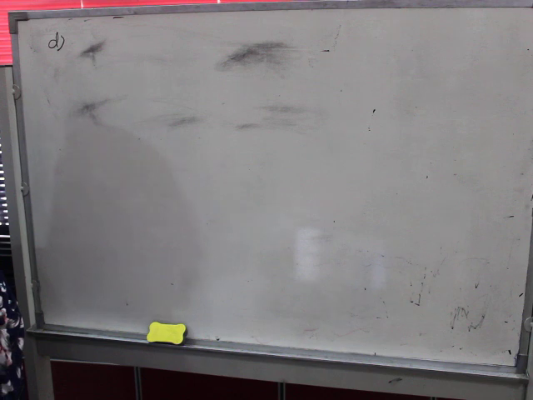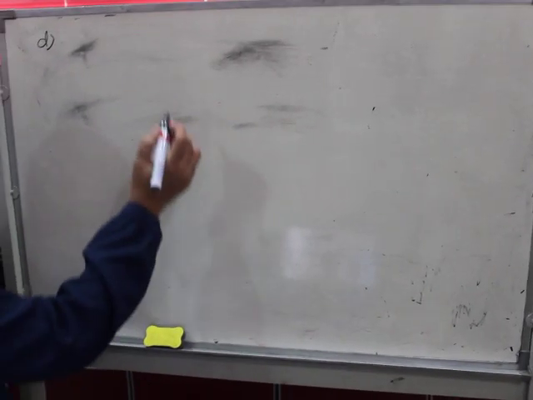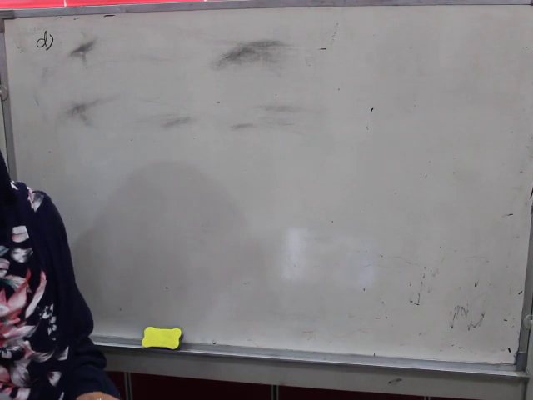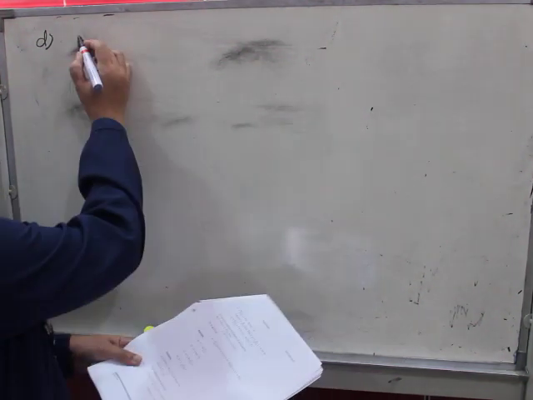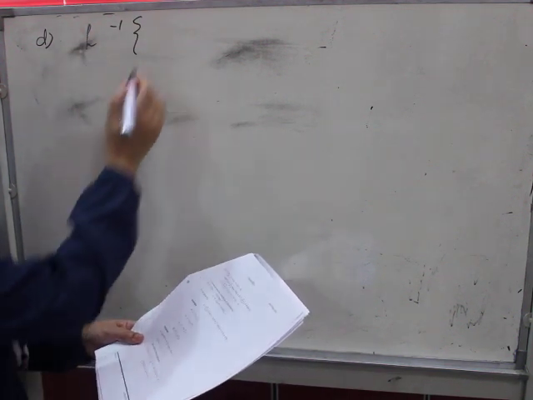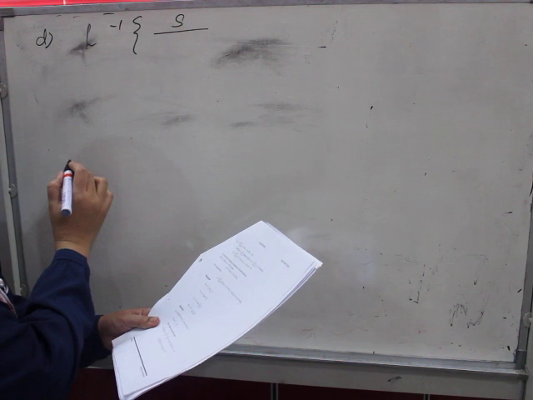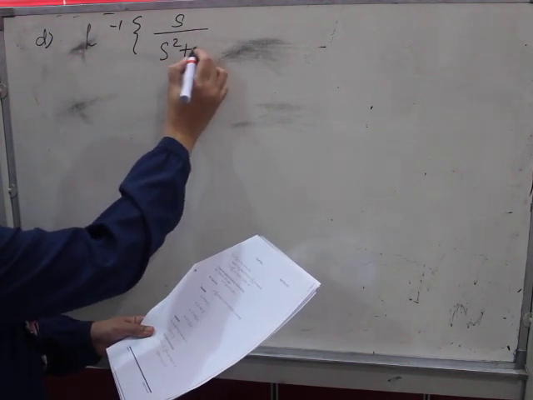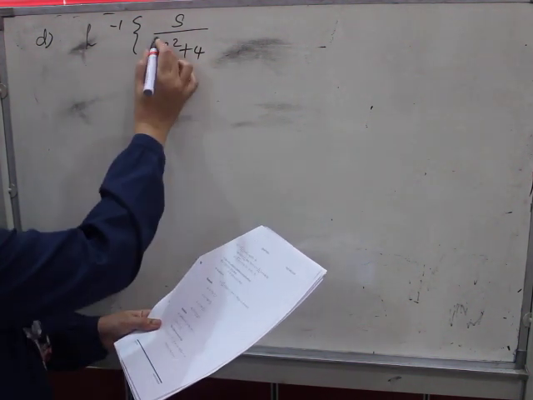So now we proceed with example D. Okay, so example D, the question is the Laplace inverse of s over s square plus 4 of 2.